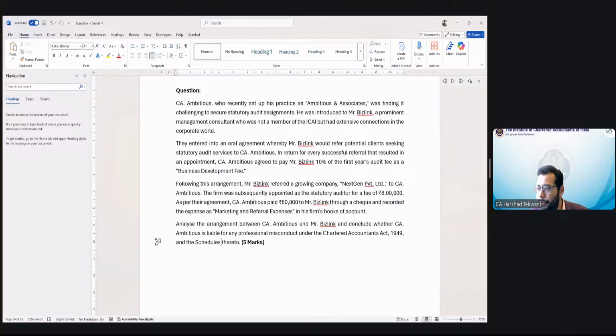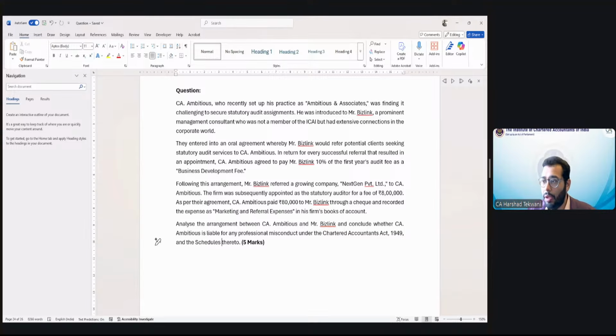Okay, very good, Khushi. Yes, sir, there is a problem in this. Mr. Bislink is a management consultant who is not a member of ICAI and also is not covered under regulation 53A. So he is paid that commission, to pay or allow to pay. Clause 2 will attract professional misconduct. Okay. Yes, clause 2 will attract.